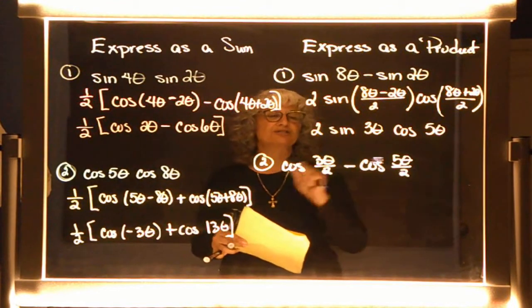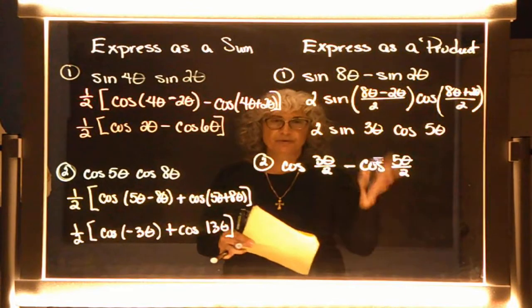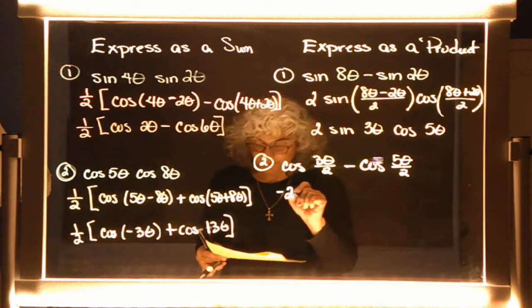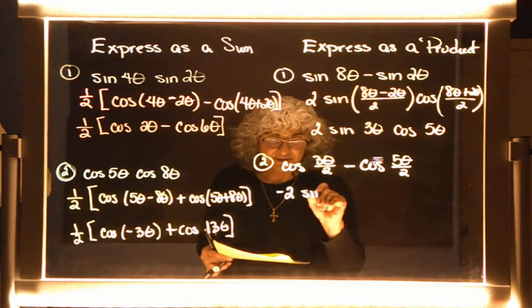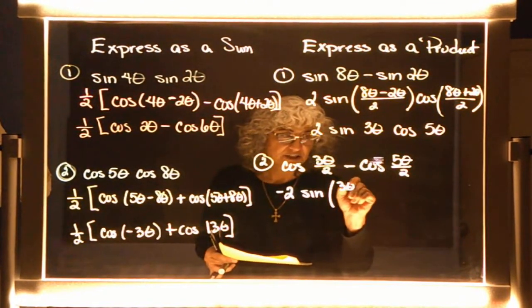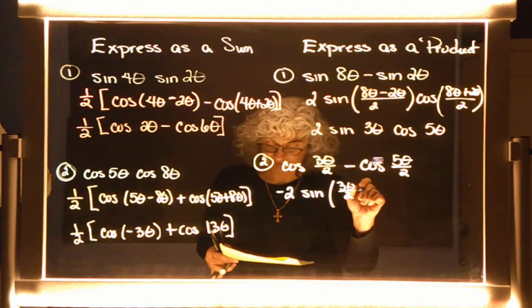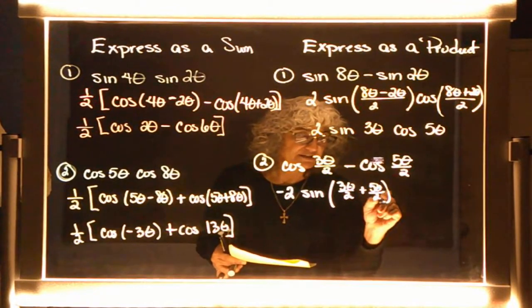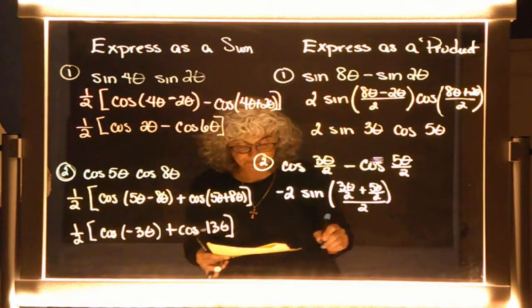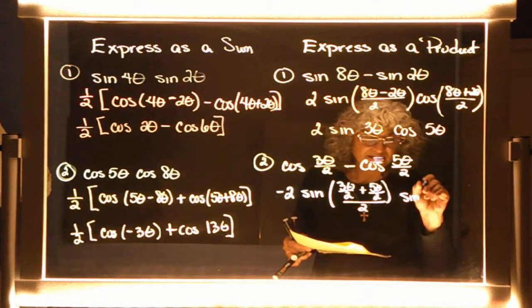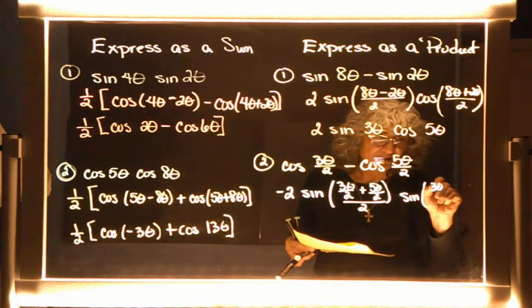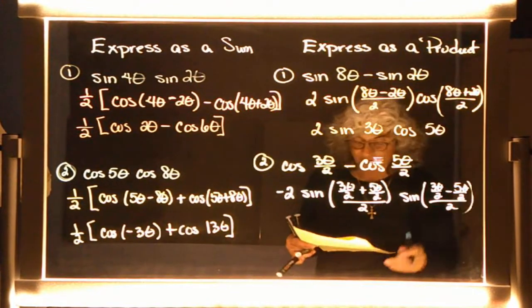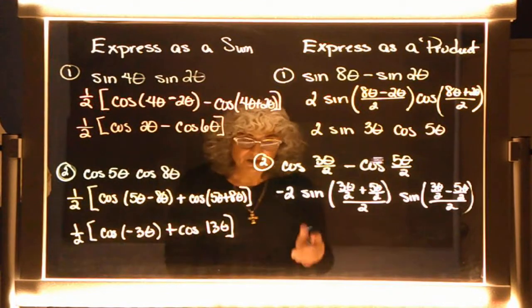Okay, so now I'm subtracting two cosines, and I'm trying to put it into a product. So when you find your appropriate formula, hopefully it looks like the one I'm writing. We're going to have 3 theta over 2 plus 5 theta over 2, and this whole thing is divided by 2, isn't it? Times the sine of 3 theta over 2 minus 5 theta over 2, and again that whole thing is divided by 2. Alright, so let's see.